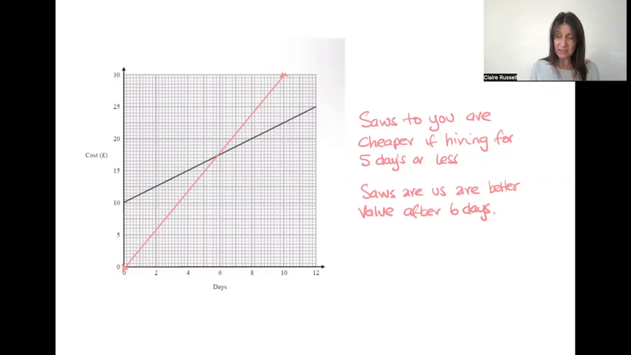So I made the observation that Saws2U are cheaper if you're hiring for 5 days or less. It's worth paying just £3 a day if it's 5 days or less. But once you're over that 5 days, it's going to be more expensive. So you'd be better off if you know the job is going to take you longer than 5 days to go with the original company.